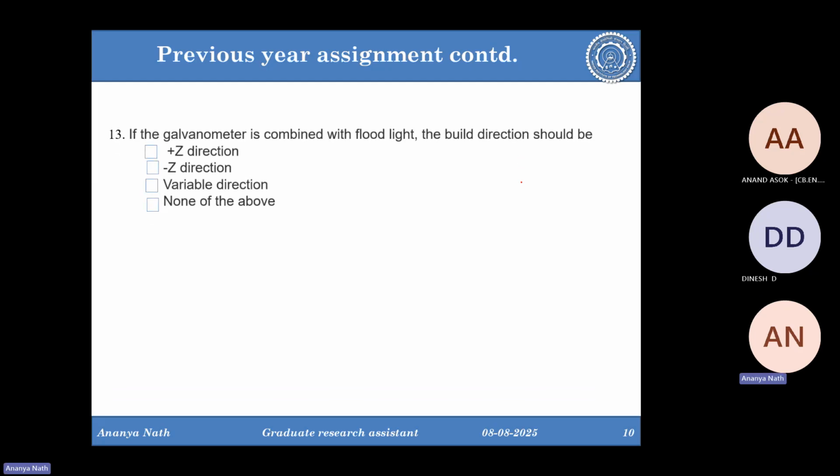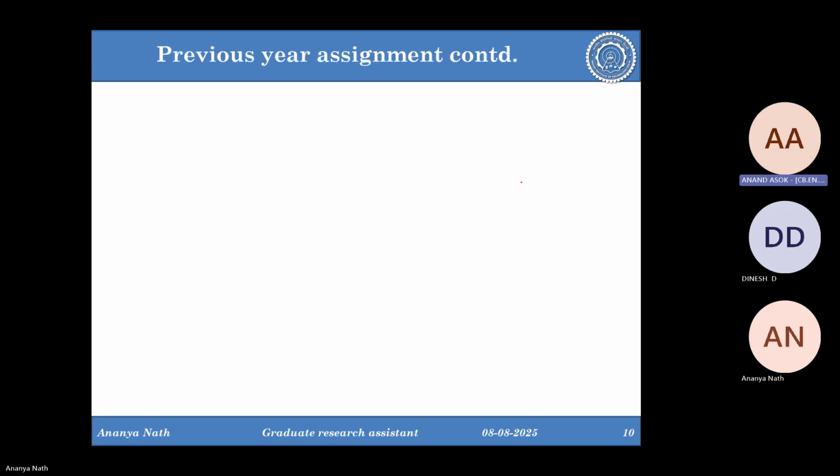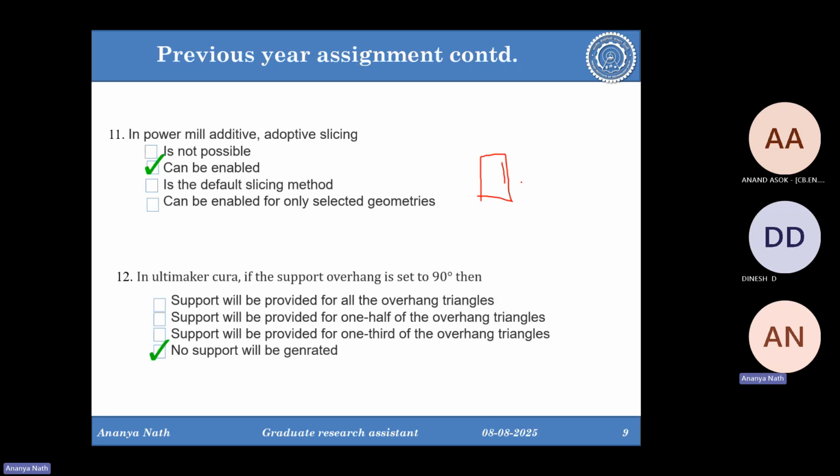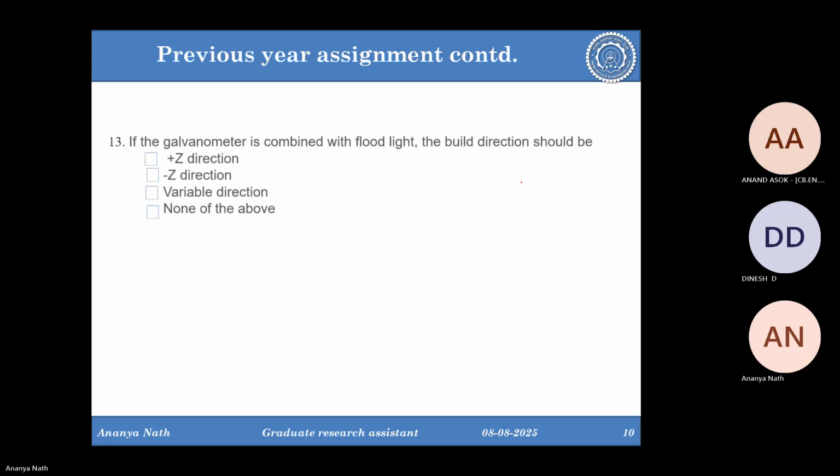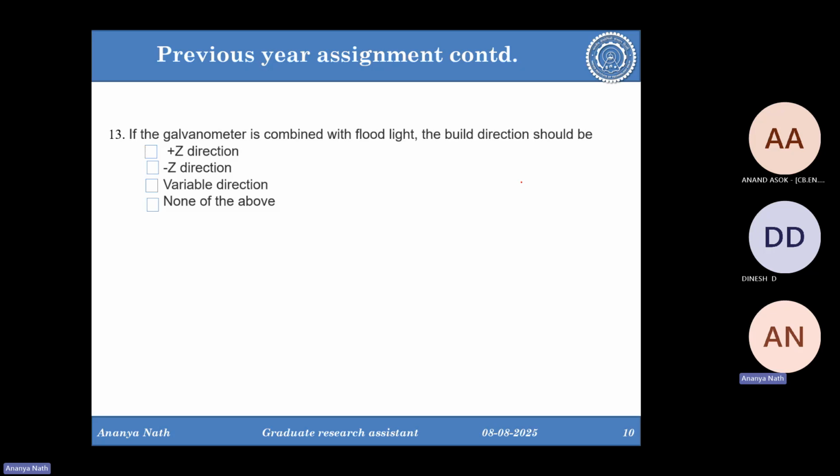If the galvanometer is combined with floodlight, the wind direction should be none of the above. Again, it's with the video, with the VAT photopolymerization video, you will see how it works.